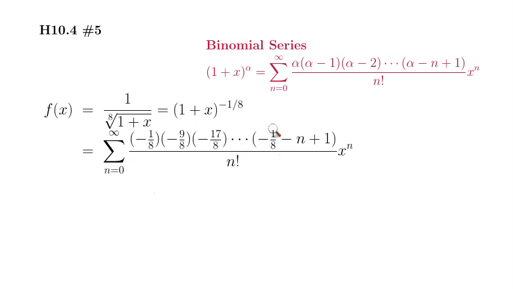The last one is here. Here's alpha, this is alpha minus 1, alpha minus 2, and this is alpha minus n plus 1. I'm going to simplify that, so I'm going to take the common denominator. n is equivalent to 8n over 8, so I'm going to write it as 8n over 8. And 1 is equivalent to 8 over 8, so I'm going to rewrite it as 8 over 8.